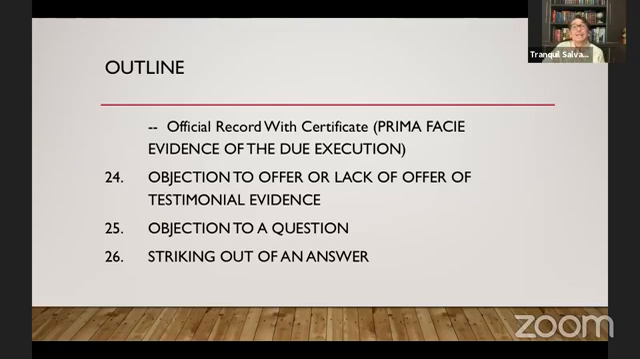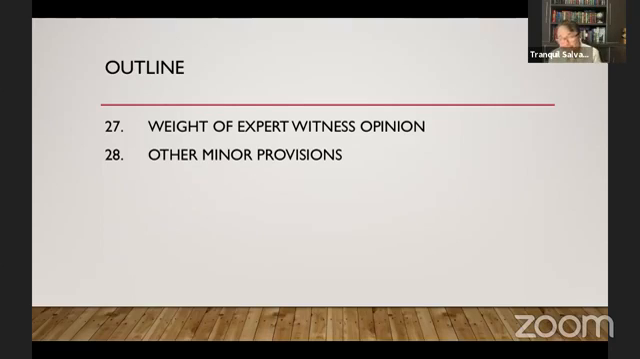Now, and finally, this will be our last slide. Okay? Weight of expert. Just in time. Weight of expert witness opinion. Ito yung maganda. For those of you who have been constantly or repeatedly asking, kahit mga estudyante ko tatanungin, sir, paano bang weight ng evidence na binibigay? What's the weight of evidence given to an expert opinion?